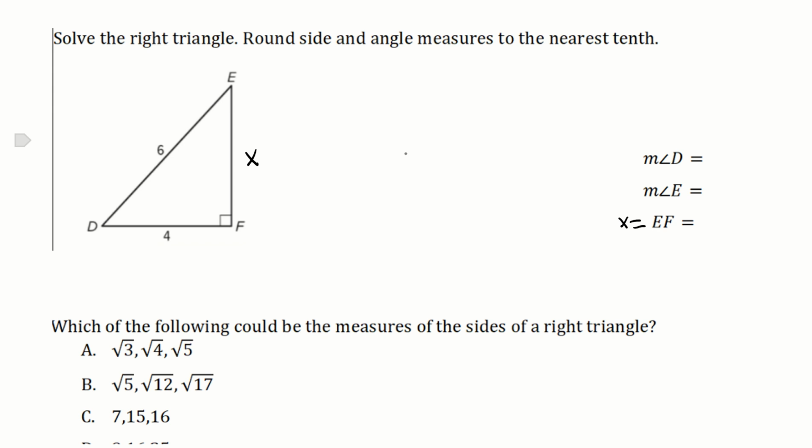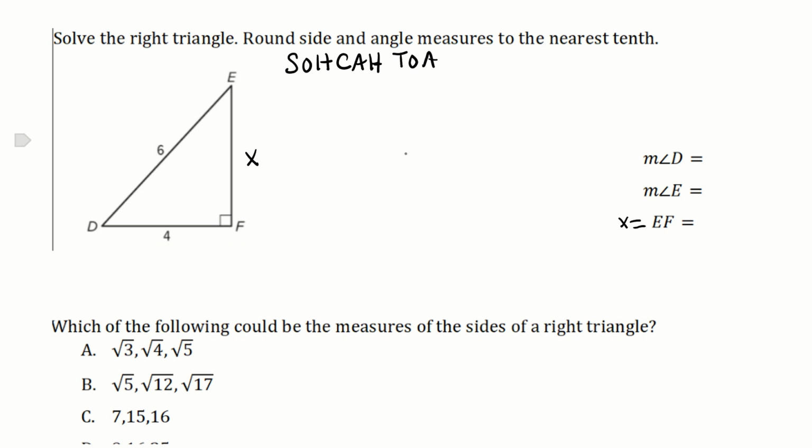Remember, if it's a right triangle, we can always use the Pythagorean theorem to get that. So we'll do that in a second. Now first, let's try to figure out angle D. Remember, in order to figure out angle D, you would need to know your trig, so SOHCAHTOA.